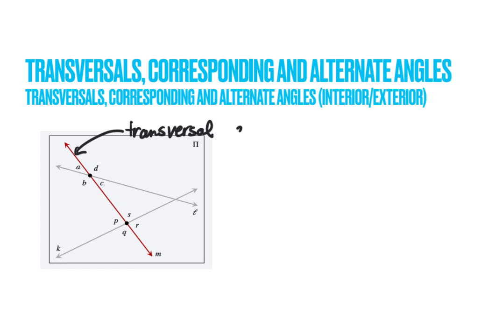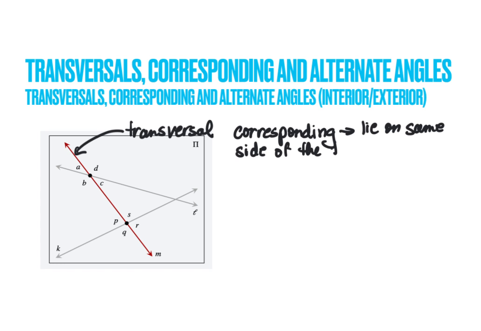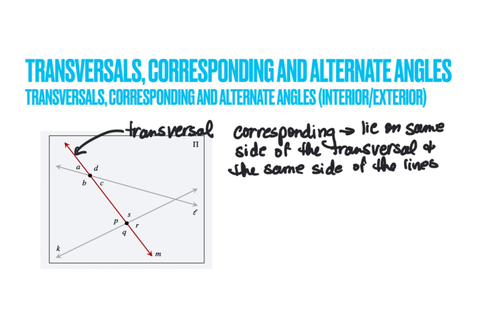One type is called corresponding. Corresponding angles lie on the same side of the transversal. And the same side of the lines. So let me give you some examples here. So same side of the transversal.